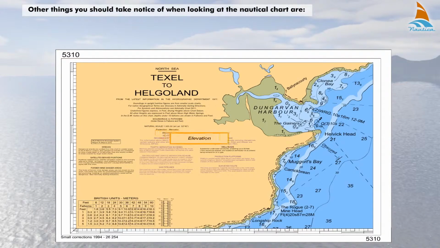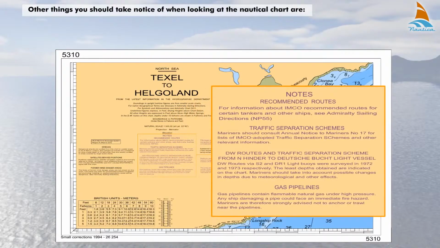Elevations note, which describes the datum used to indicate the clearance of bridges and overhead cables and the elevation of constructions. Notes and warnings. In the title block you may find notes and warnings concerning the nautical chart. By reading them carefully, you'll decide if they're applicable to your voyage.